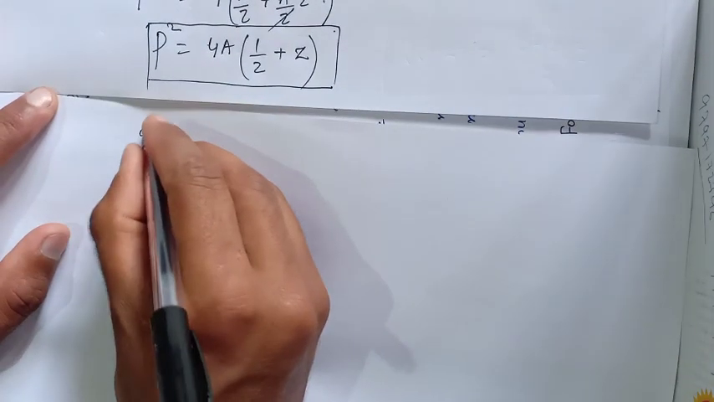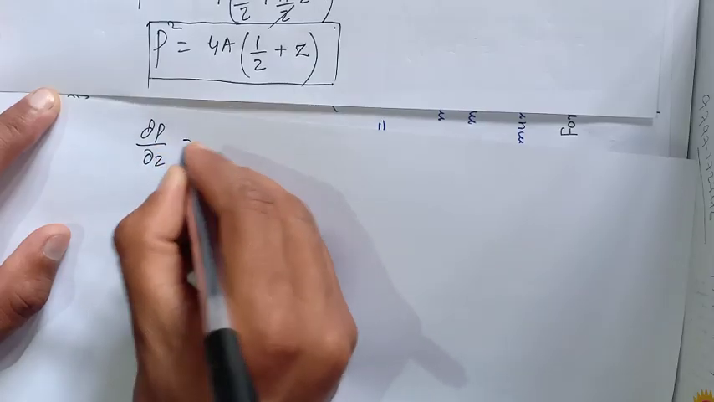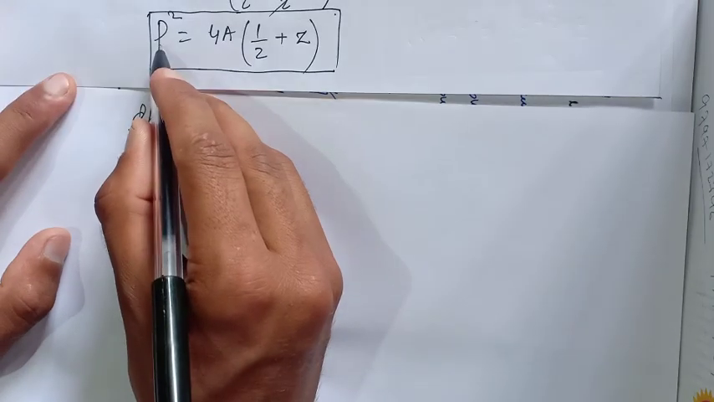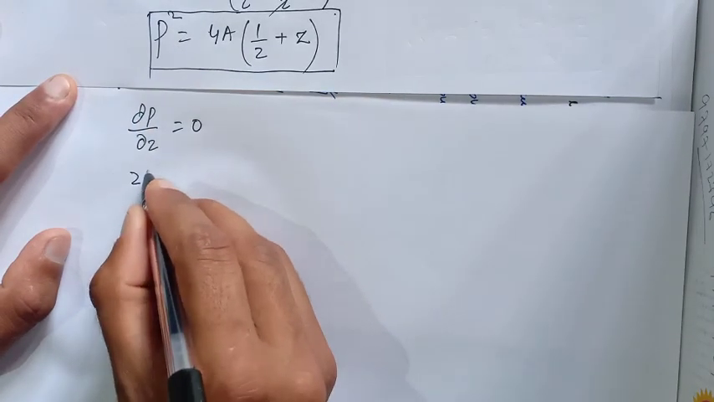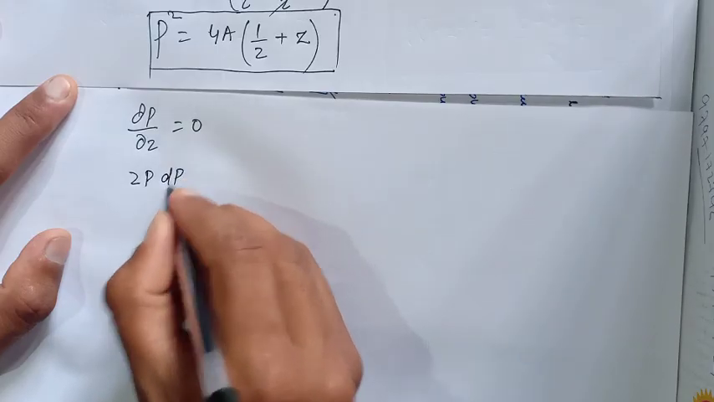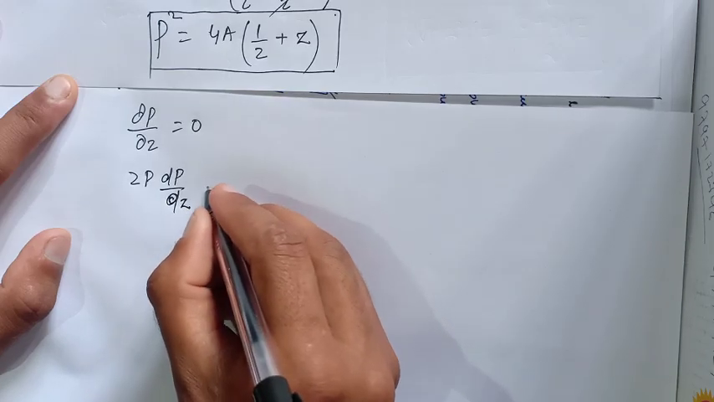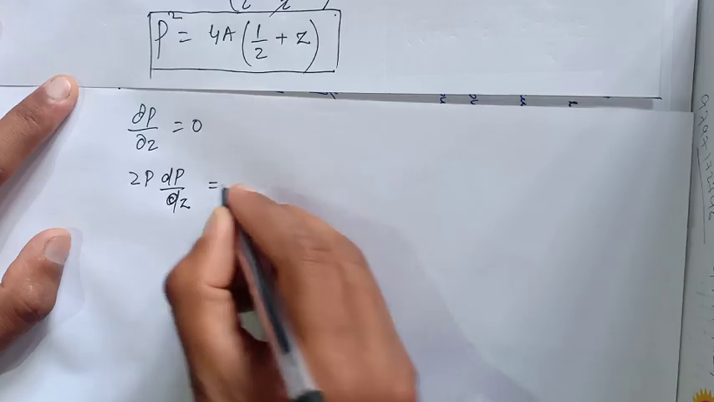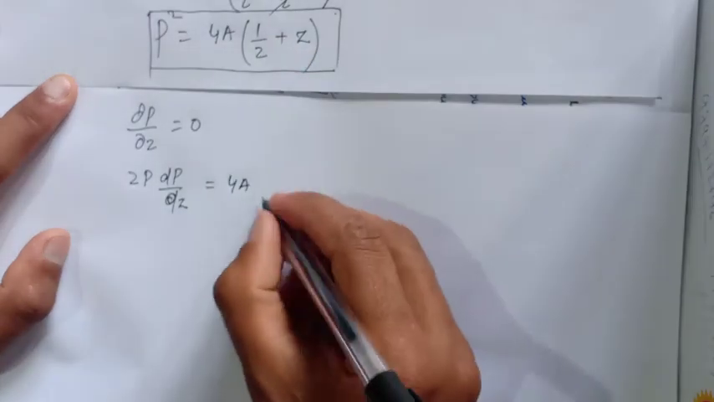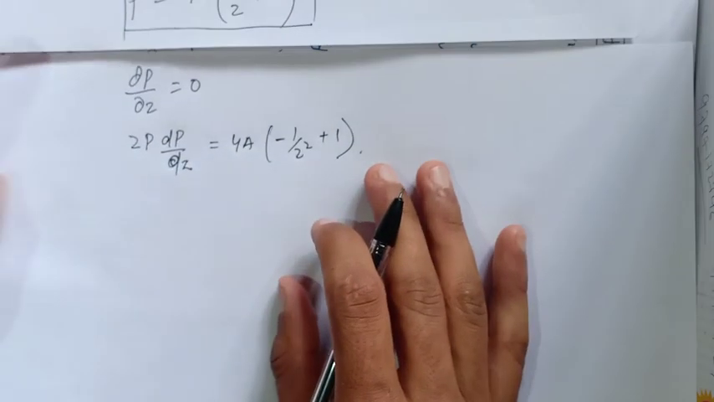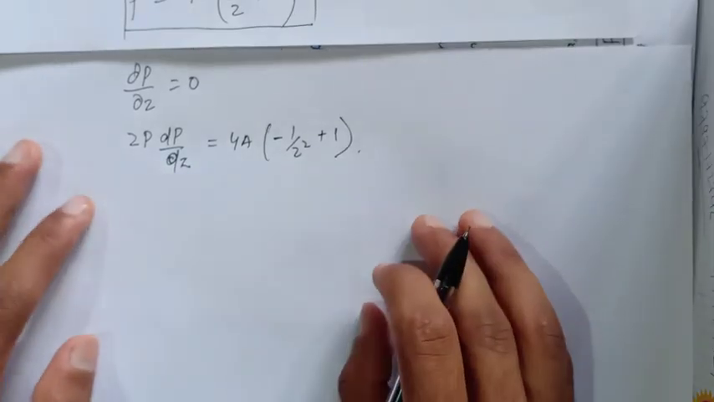Next step is we have to take dP by dz equal to 0. Now we have to differentiate this. Derivative of P square will be 2P dP by dz, which is equal to 4A. Derivative of 1 by z will be minus 1 by z square, and derivative of z will be 1. So we put this equal to 0.